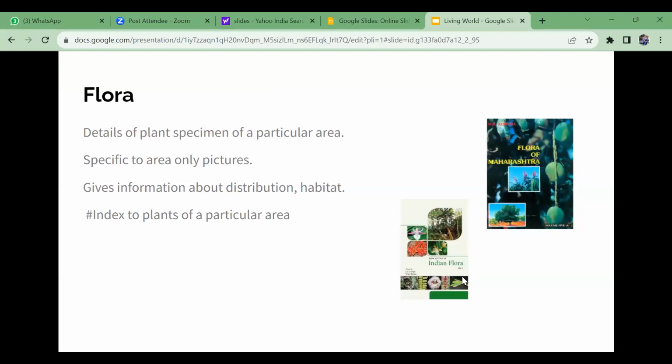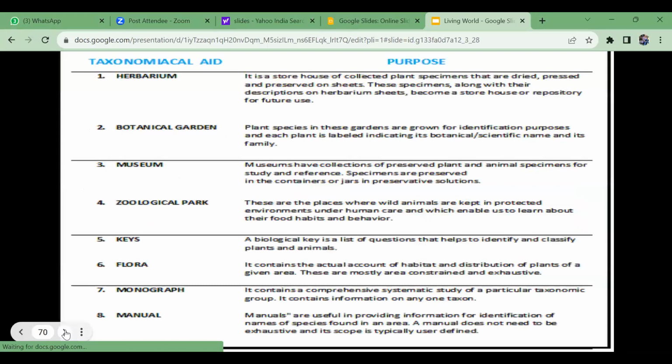Now look at this, Indian flora. So this is all the plants found in India. Information is given about the distribution and habitat. You will get this information. Now if I take a mango plant, wherever in the world you find a mango plant, the name of that place will be written, and what environment it requires to grow, about it will be written. Index of the plants of a particular area. Okay.